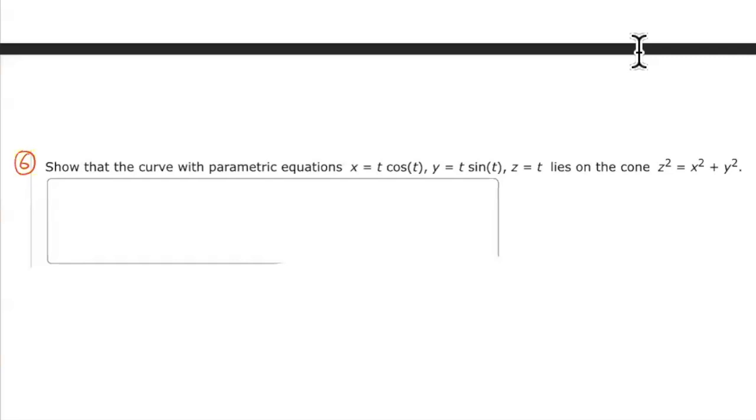Okay, how do you prove this? You just plug it in, right? So you can just plug in x squared and the y squared. And then it turned out to be t squared, but then t is equal to z, so that's equal to z squared. So it's going to lie on this cone. Remember, this fits the general formula for a cone. We just did that before.